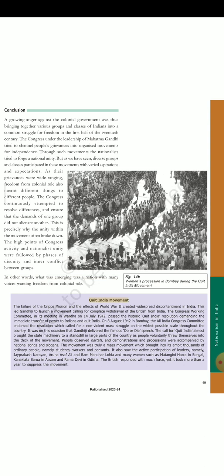Quit India movement. The failure of the Cripps mission and the effects of World War II created widespread discontentment in India. This led Gandhiji to launch a movement calling for complete withdrawal of the British from India. The Congress Working Committee, in its meeting in Wardha on the 14th of July 1942, passed the historic Quit India resolution demanding the immediate transfer of power to Indians and quit India.